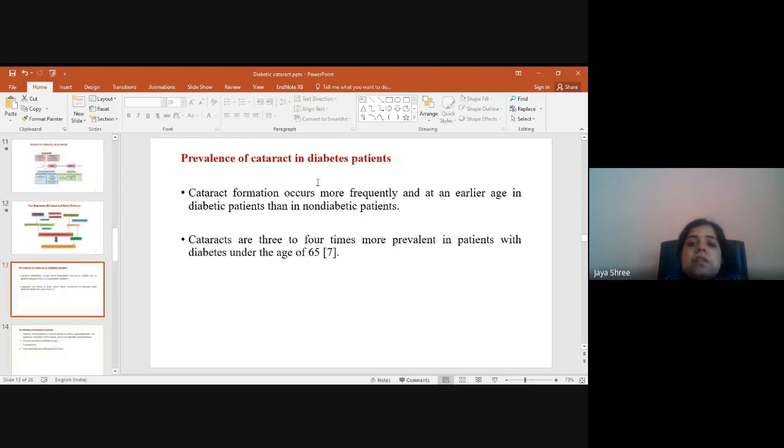So this is very important: the prevalence of cataract in diabetes patients. Cataract formation occurs more frequently and at an earlier age in diabetic patients than in non-diabetic patients. It means diabetic patients are more prone to cataract formation, and this is 3 to 4 times more prevalent in diabetes patients under the age of 65.